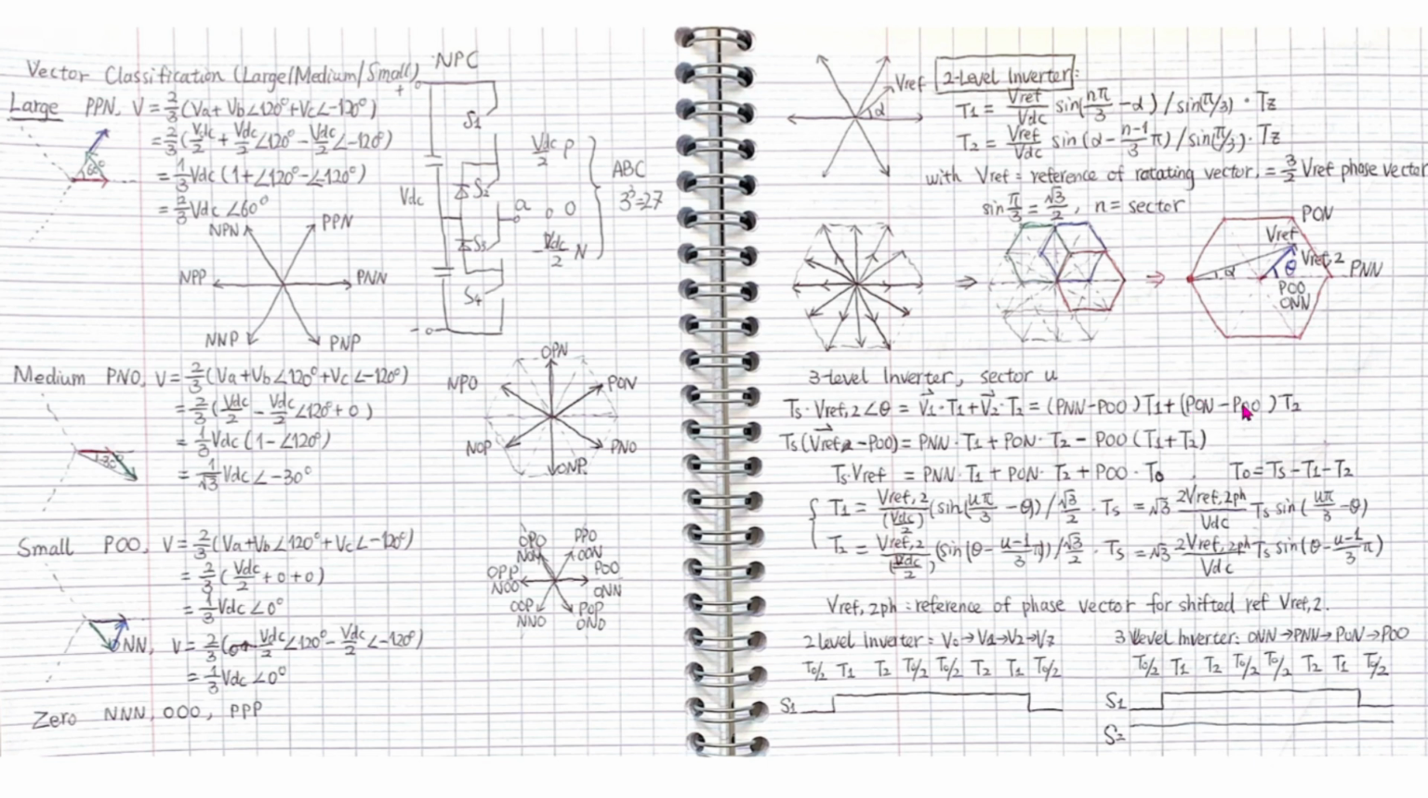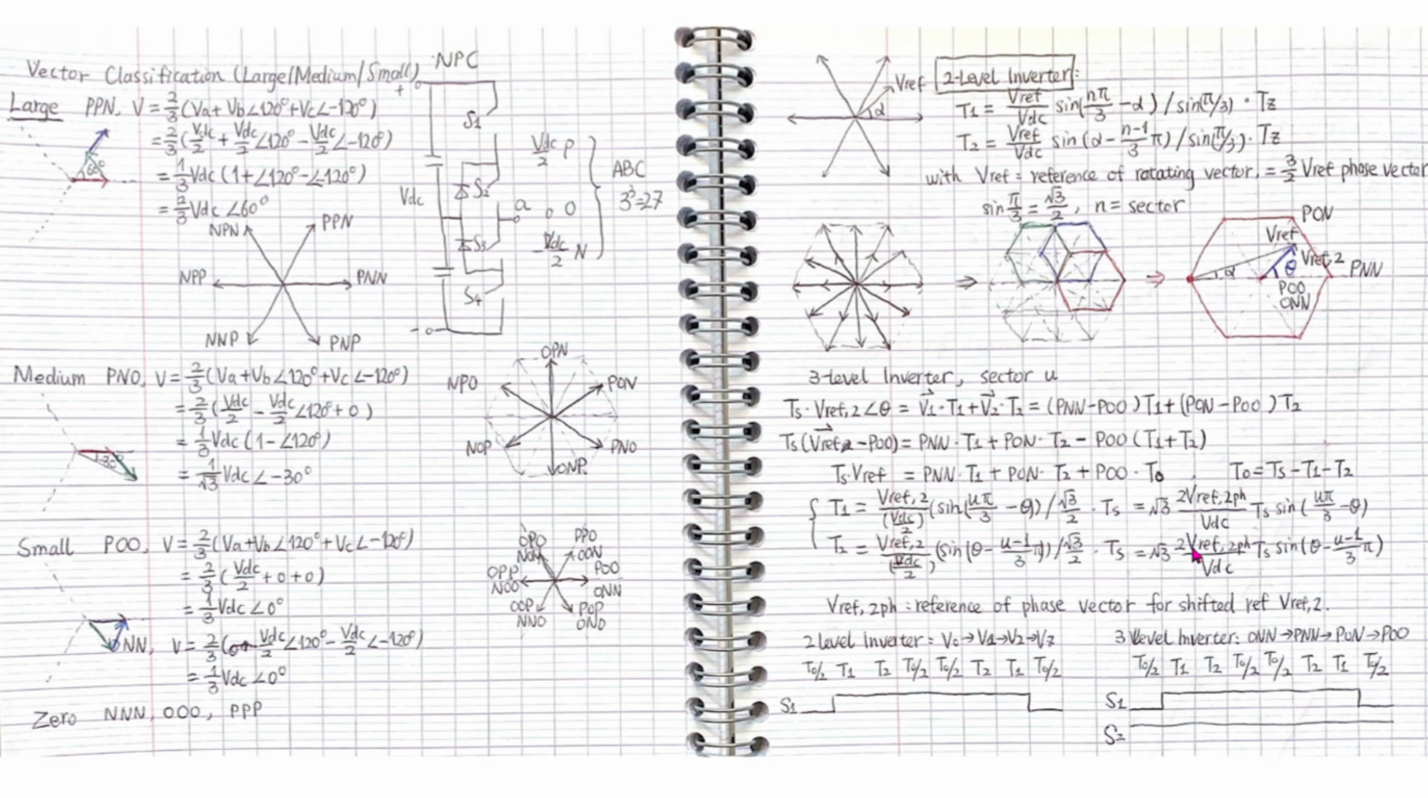We can have the final result: VREF times TS is PNN times T1 plus PON times T2 plus ONN times T0. VREF2 can be calculated exactly the same way as in two-level inverters by this formula. In the formula, the reference in the rotating reference frame equals 3 over 2 times the V reference of phase voltage. The sine of pi over 3 is square root 3 over 2, and the VDC is halved, since we have a smaller hexagon. We can get the final formula with the subsector U.